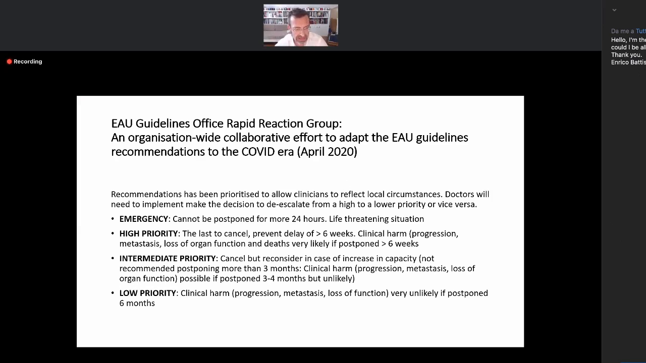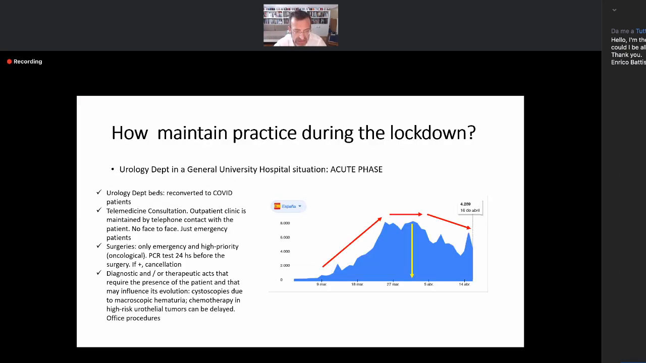The situation here in Spain was really dramatic, as you know, probably more or less the same as in Italy. And the first phase of this dramatic period was around March, more or less. At that time, we only had the point of cancellation of all the activity in the hospital.